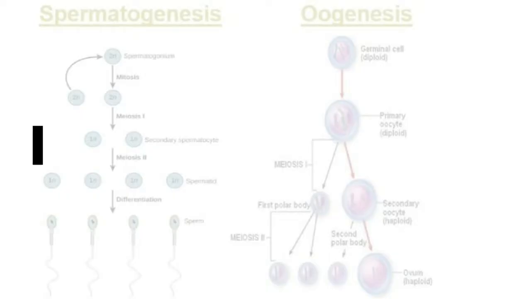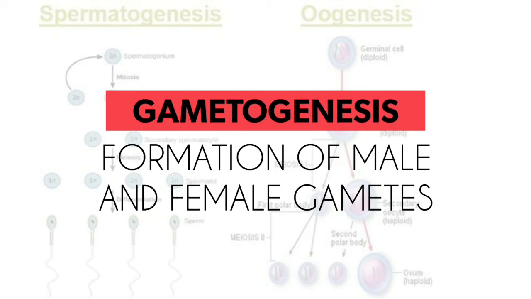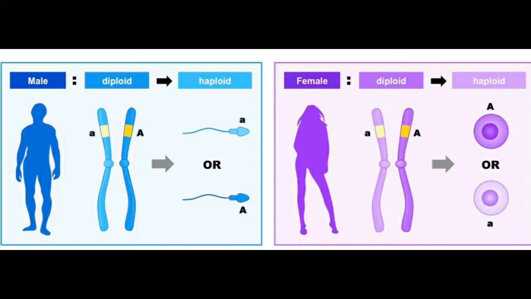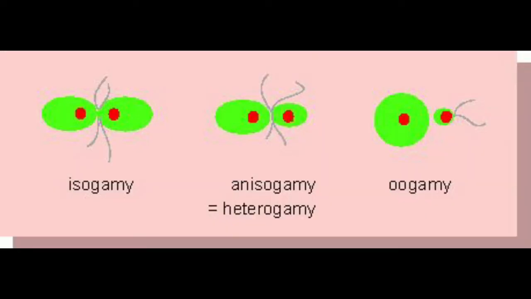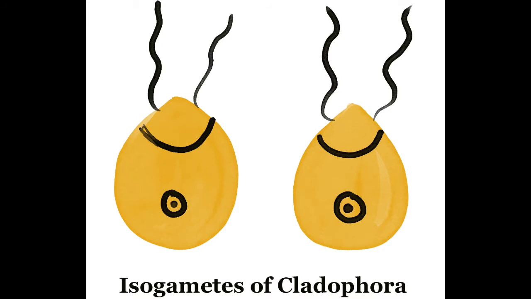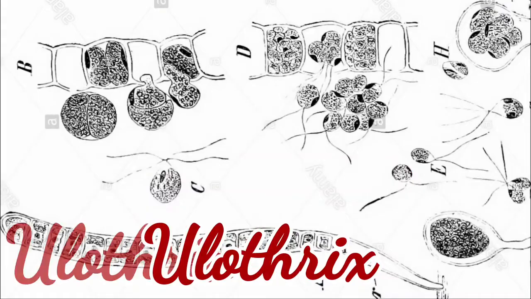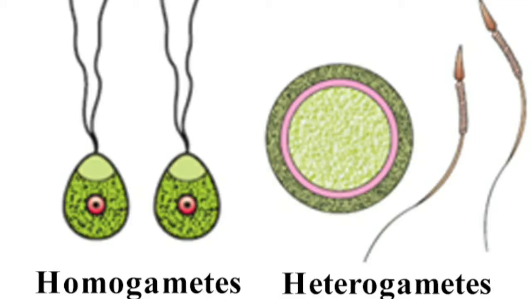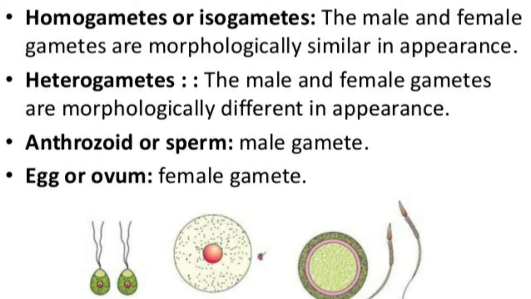First one, gametogenesis, is the process of formation of gametes. Gametes are of two types, male and female gametes, derived from male and female parent respectively. Gametes are haploid cells. Gametes that are similar in appearance are called isogametes or homogametes. They are morphologically and physiologically similar. Example, Cladophora, Ulothrix.